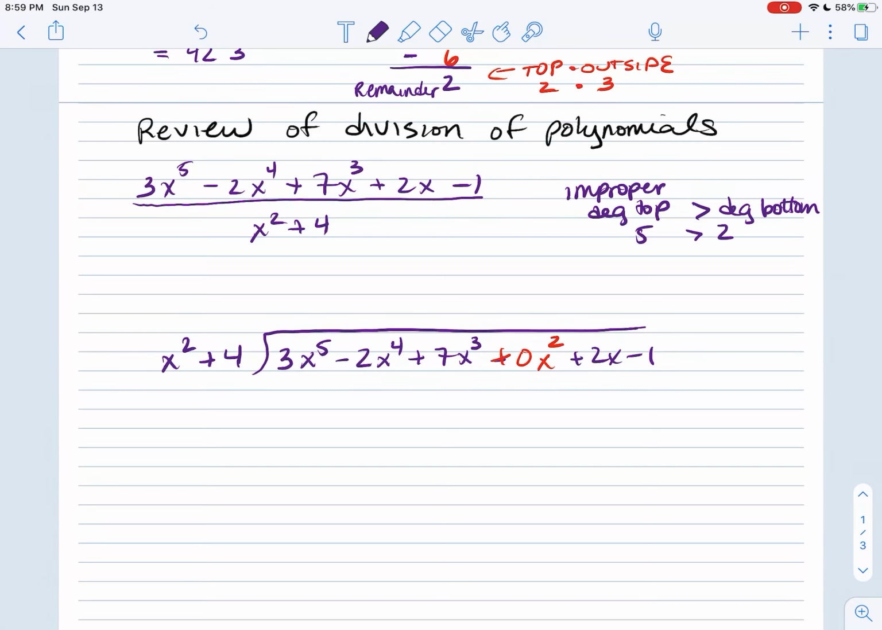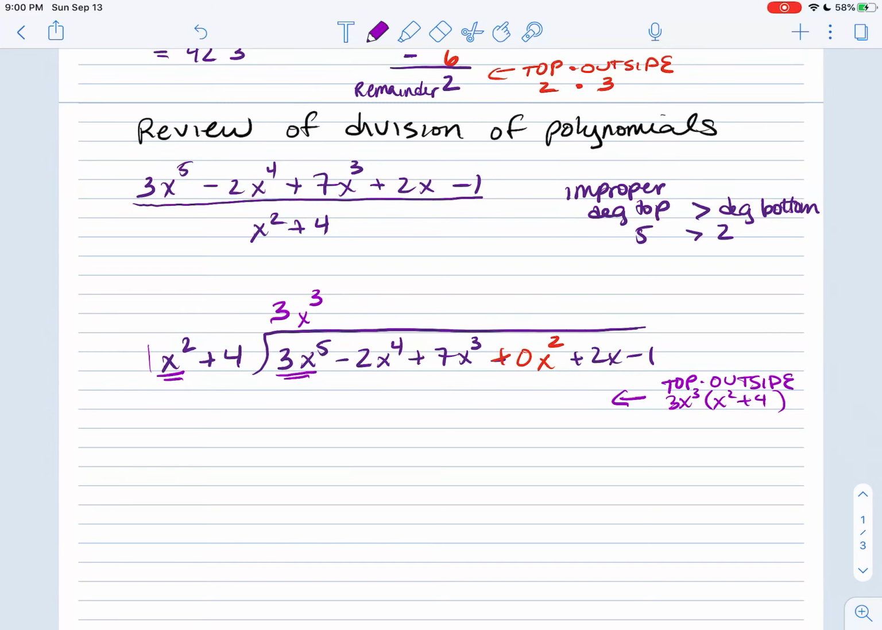All right. So I'm going to start with my very first term here, x squared, and I'm going to be looking at my very first term underneath the quotient, and I'm going to say x squared times what gives me 3x to the fifth. So I have a 1 here, 1 times 3, and then I need 3 more x's. Good. So I have 3x cubed times x squared is going to give me 3x to the fifth. So what do I put here? I put the top times the outside. And what's the top? The top is 3x cubed. The outside is x squared plus 4.